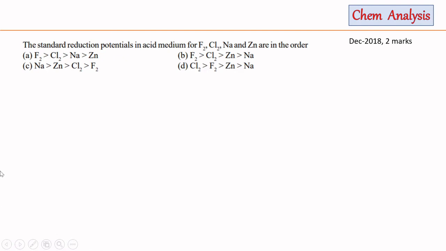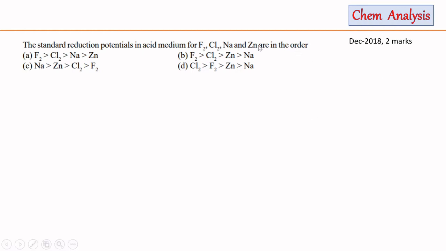This question is very easy. It is asked about the standard reduction potential in acid medium for these 4 species. Now we know that the higher the reduction potential, the higher the tendency for the species to get reduced. That means the higher the tendency of a species to abstract an electron, the higher will be its standard reduction potential.